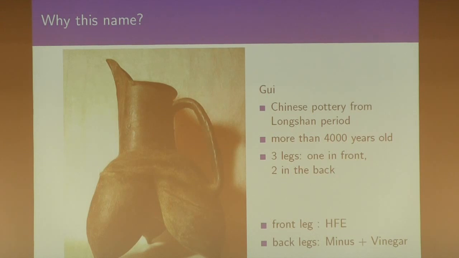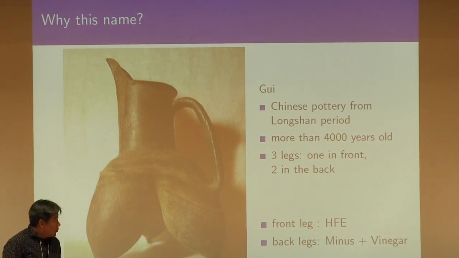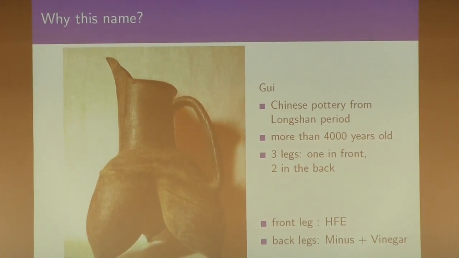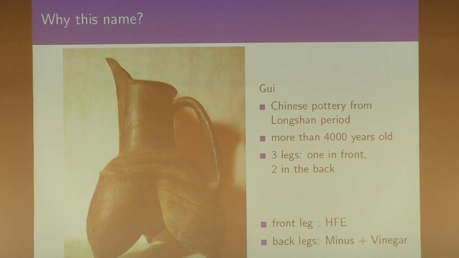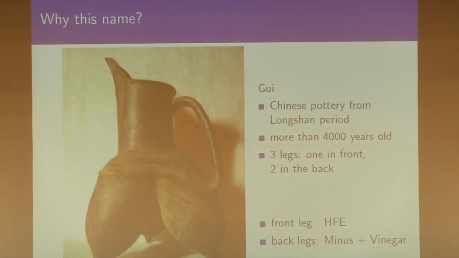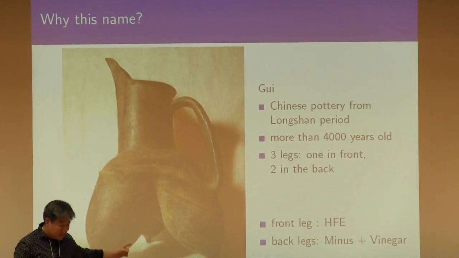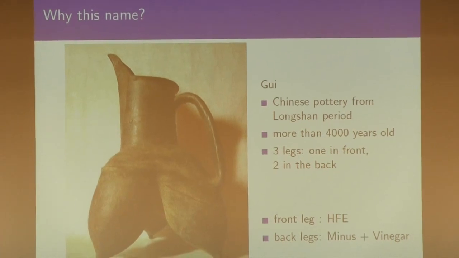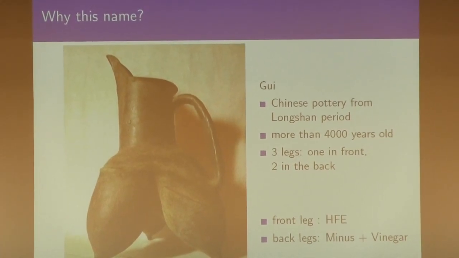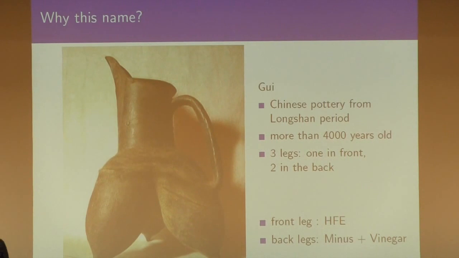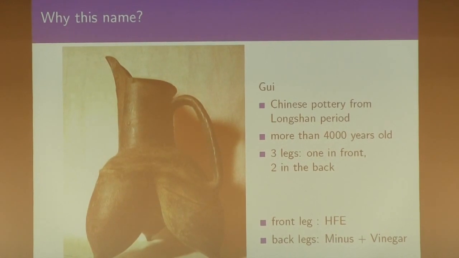So we give it a different name, called the Gui. The Gui is because all the Chinese pottery has 3 legs. I mean, because it's HFE, A, and the V. So the first leg is HFE with vinegar and minus, slightly shorter. That's all. The front leg is HFE, the back 2 legs are minus and vinegar. This is just for fun.